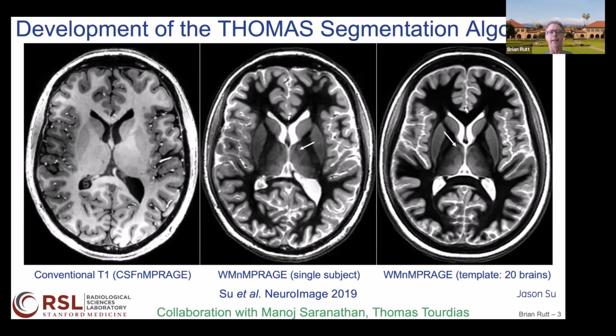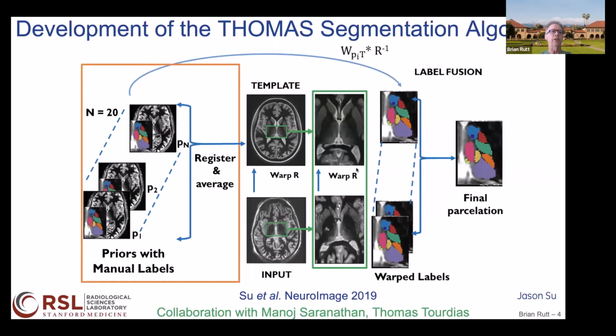And that led then to the development of the ThALAmus algorithm, a multi-atlas label fusion technique by Jason, which involves 20 brains in our case that represent the training set. These had all been manually segmented, all 12 of the thalamic nuclei, by Toma. And then those brains are registered and averaged together into the template.